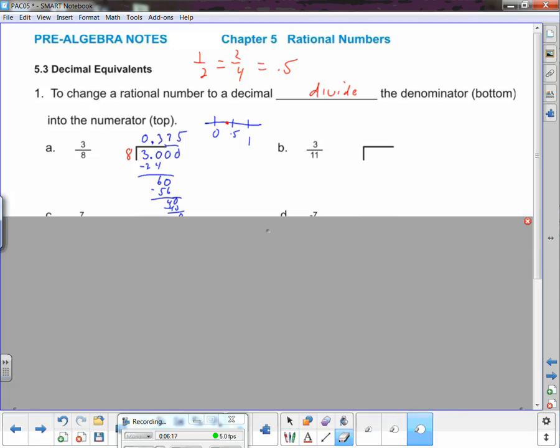All right, but decimal equivalent, pretty easy. We have to take the bottom and divide it into the top. Okay, so let's do the next one. We'll take the 11 and we'll divide it into the 3.